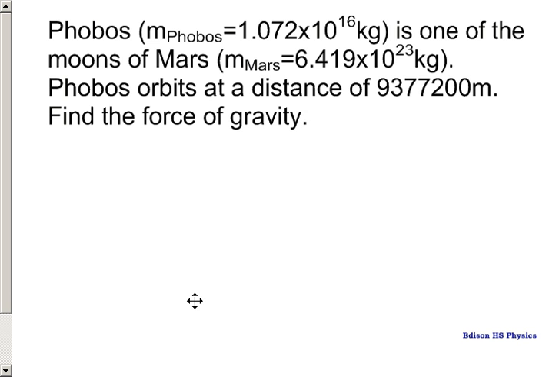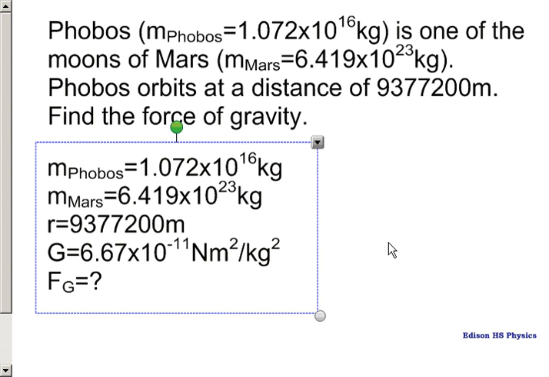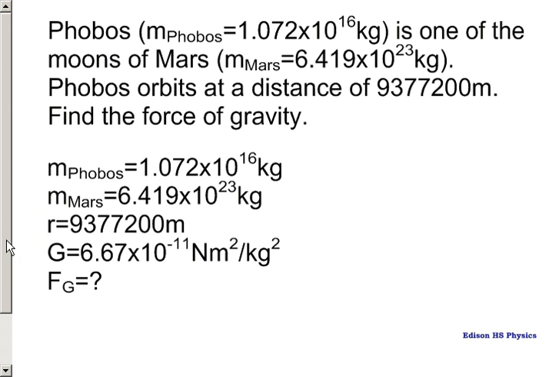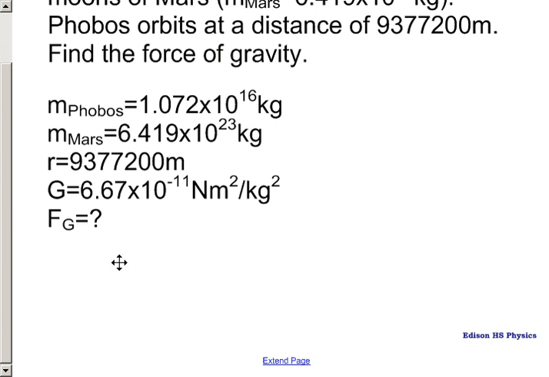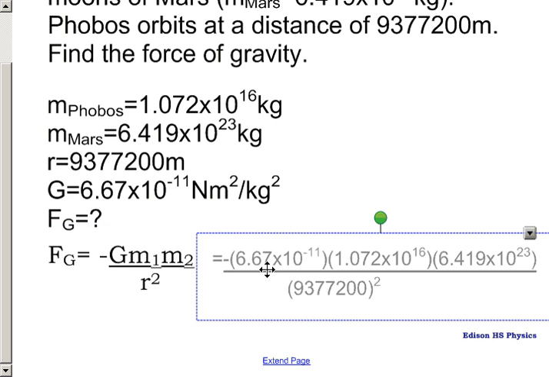So, using the formula, let's try a problem. We have Phobos. Phobos is a moon orbiting Mars. So we have the mass of both and the distance between them. If we wanted to find the force of gravity, the first thing to do is write down everything we know from the problem. Secondly, we know we're looking for Fg. It just so happens that we know a formula where we use all these things and Fg. It looks a little something like this. When we plug everything in, it's going to look like that.